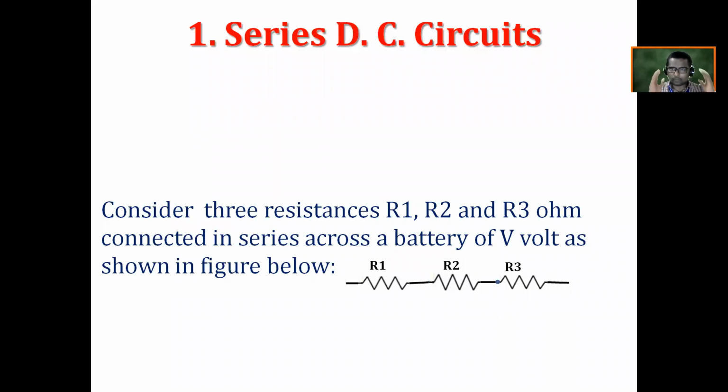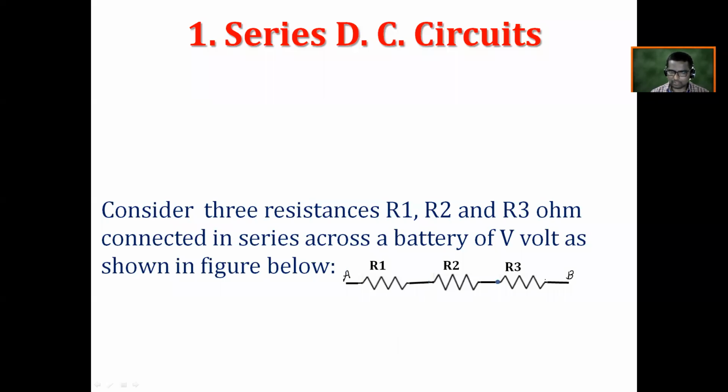Now, when these three resistors are connected end to end, only two ends remain open. Which are these two ends? You can consider that this is a point A and this is a point B. These two points are not connected anywhere.